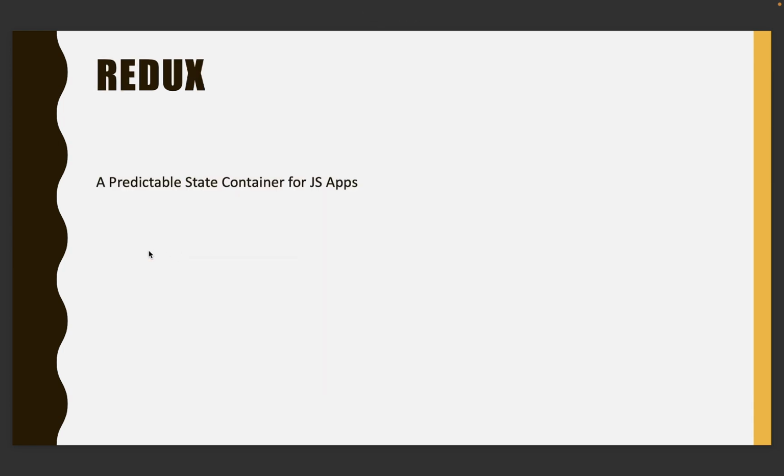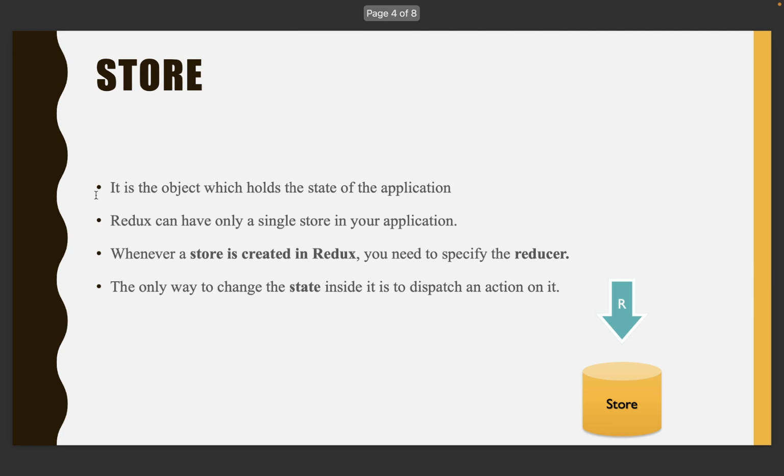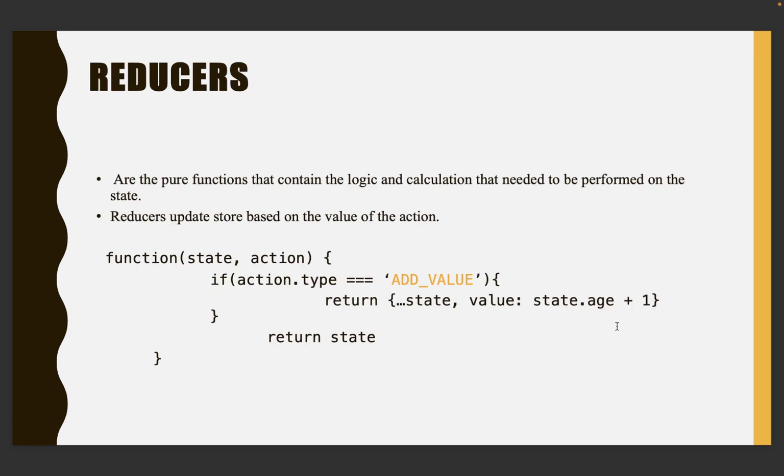So Redux is a predictable state container for JavaScript applications. And we have our store. Always when we create our store, we should pass in our reducer, and our reducer contains our initial state. So what is a reducer? A reducer is a pure JavaScript function that contains the logic and calculation that need to be performed on the state, and the reducer updates the store based on the value of the action.